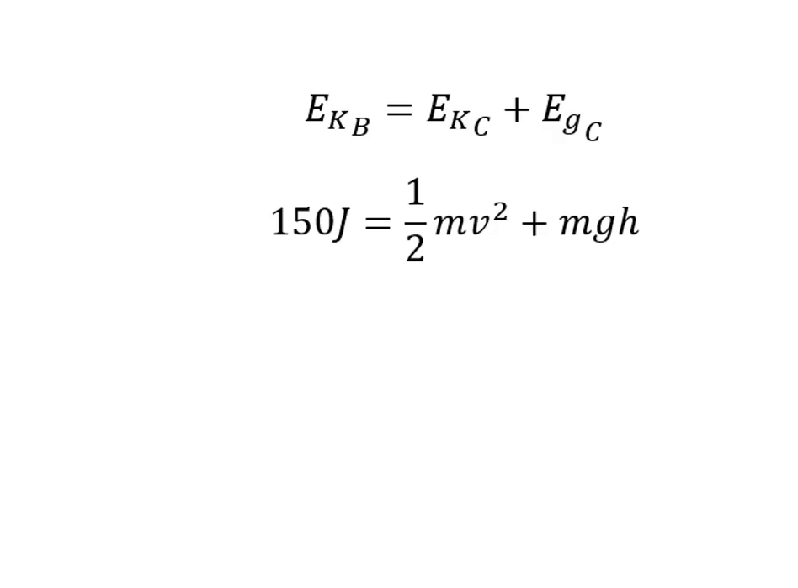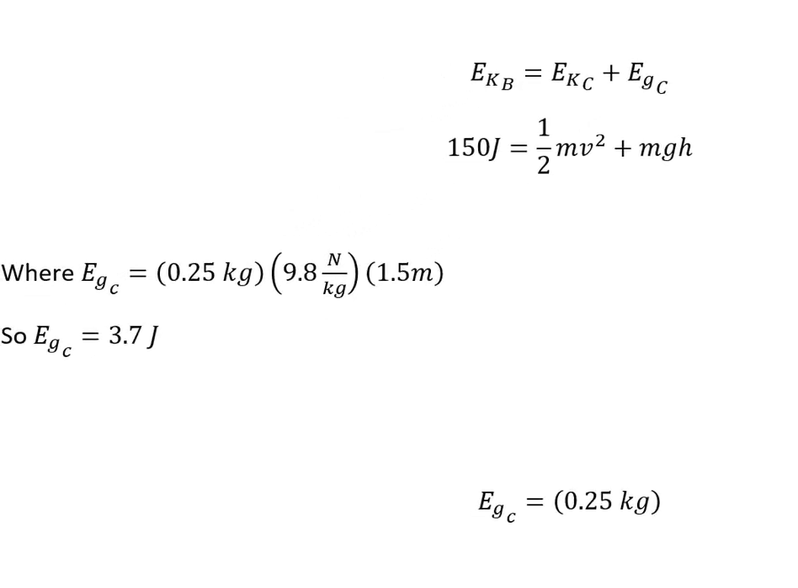So let's solve for the amount of gravitational potential energy first. Knowing that the radius was 75 centimeters, the total height would be the diameter, or twice the radius. Plugging in our values, we see that the gravitational energy is 3.7 joules. So actually not very much of our 150 is used in our gravitational column, but that's okay.